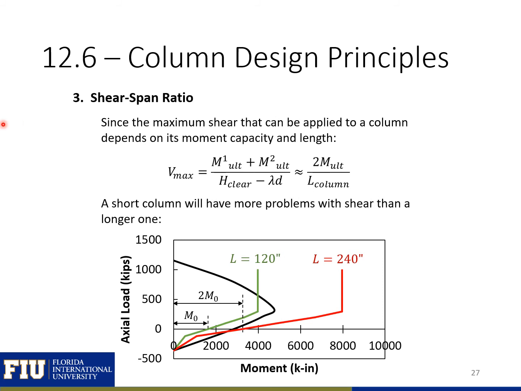Next, we can derive some principles based on our shear span ratio. Since the maximum shear that can be applied to a column depends on its moment capacity and length, a shorter column is going to have more problems with shear than a longer one. Here you can see the same columns with a length of 120 inches versus 240 inches. With 240, our shear curve is almost outside of our moment-axial force interaction diagram, but when we're at 120, our shear capacity is cut in half. So you can see the green curve is now inside that moment-axial force interaction diagram. So the shorter the column gets, the more shear critical it is.